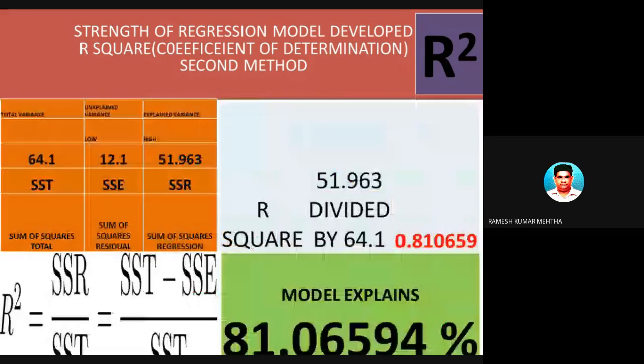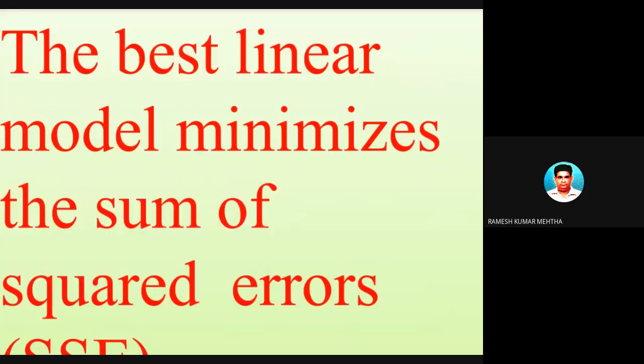So the same I have carried forward, and when I calculated by dividing 51.96, that is the explained variance, with the total variance, this is the total variance and this is the explained variance. When I divided the explained variance by the total variance, I get 81.5, which is called the strength of the model. 81% is explained. The best linear model minimizes the sum of squares error.